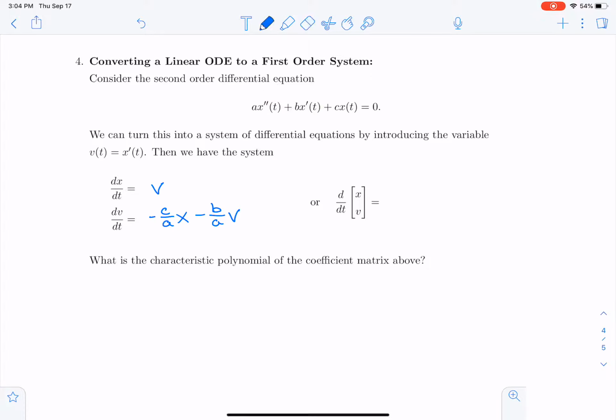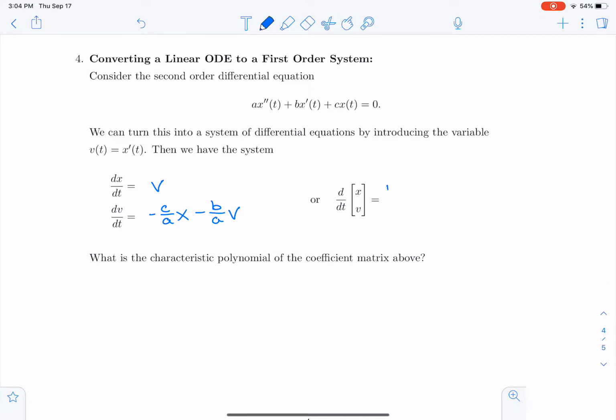Now we can put that in matrix form. So d/dt of x and v is going to be the matrix [0, 1; negative C over A, negative B over A] times the vector [x, v]. And so now we've put this second order linear constant coefficient differential equation in the form of a first order system of linear differential equations.